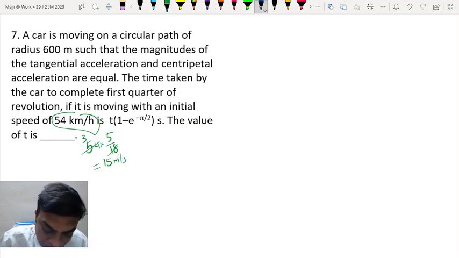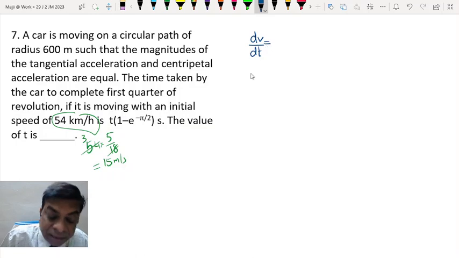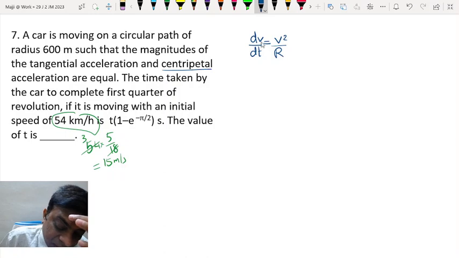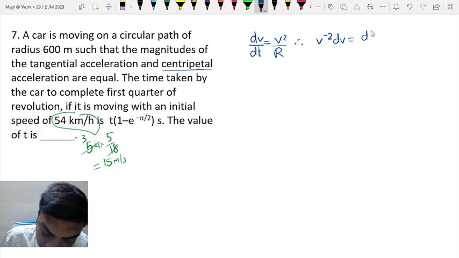Alright. So now it is given that the tangential acceleration is equal to the centripetal acceleration, and centripetal acceleration is v squared by r. So let us obtain a relation between v and t first. So this will be v to the power minus 2 dv is equal to dt by r.